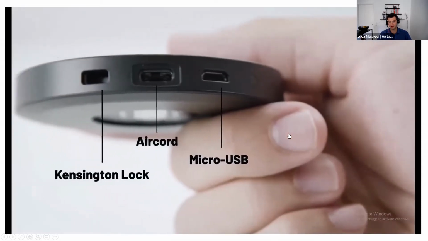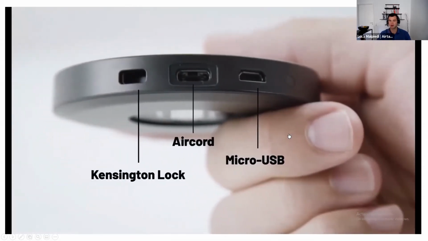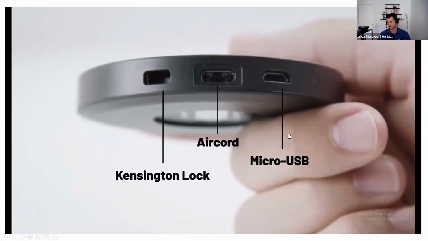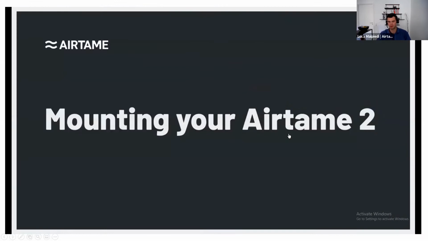Now, if we zoom in on the Airtame, you can see we have the USB-C in the middle, Kensington lock on the left side to physically secure it, and a micro USB for accessories like Ethernet adapters and so forth.